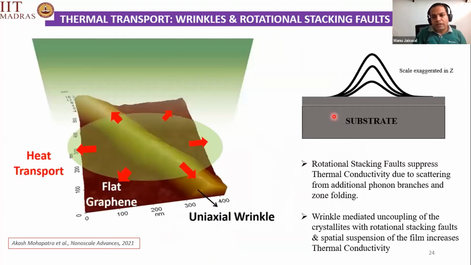So we looked at thermal transport in these systems which have wrinkles and rotational stacking faults. And what we found is rotational stacking faults suppress the thermal conductivity due to scattering from additional phonon branches which form, and also due to zone folding. But once there are wrinkles, they tend to uncouple because they cause a spatial suspension of the film. So they uncouple the crystallites and actually cause an increase in the thermal conductivity.